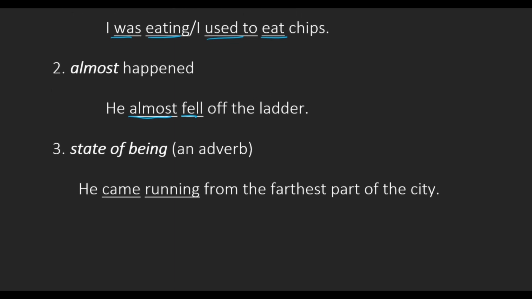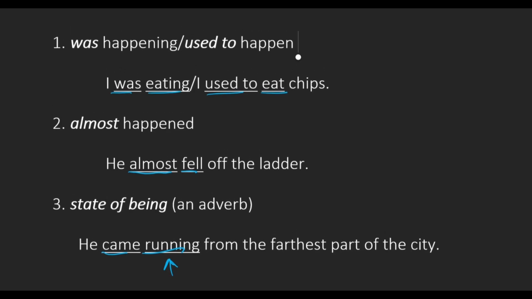Scenario number 3 is state of being. The technical term for that is an adverb. That's where your second action just describes the state in which the first action happened. So he came running. What was his state when he came? His state was that he was running. So these 3 scenarios are the ones in which you can have 2 actions in a single sentence, and that's what we'll be doing in Arabic. All right. Sounds good.